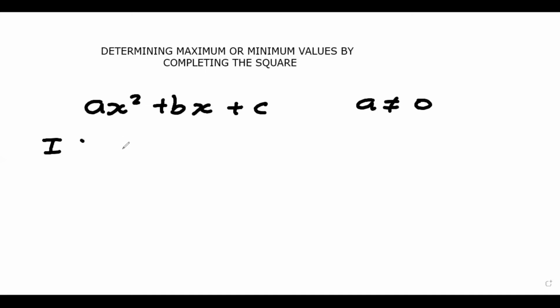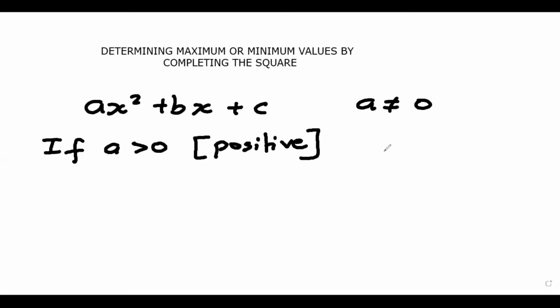So we know that a quadratic equation is ax squared plus bx plus c, and a is not equal to 0. So let's say, for example, we want to determine if it is a maximum or a minimum curve. So what you have to do is look to see what a is. So if a is greater than 0, meaning that a is a positive number, then you will have a minimum curve.